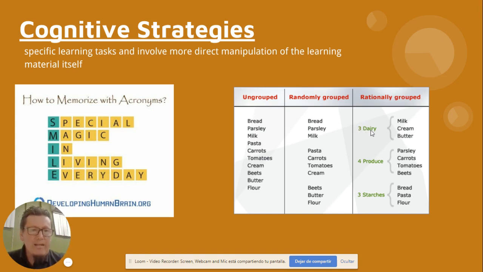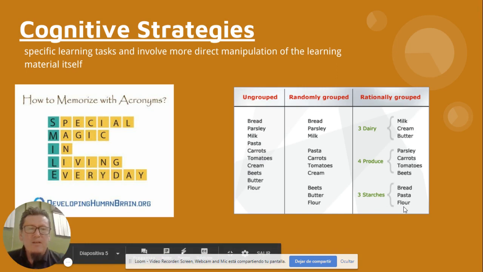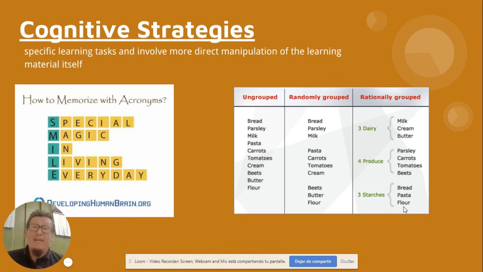So 3 dairy products. It's not just bread, parsley, and I kind of see a connection here to the kitchen maybe. But in a more rational way, you can identify milk, cream, and butter as being dairy products. And these are 3 dairy products. So there's a lot of logic in there. Over here, produce, we have 4 produce products: parsley, carrot, tomatoes, beets, and 3 starches: bread, pasta, flour. So this is rational. And this again is a cognitive strategy to help your students find the connections between vocabulary.